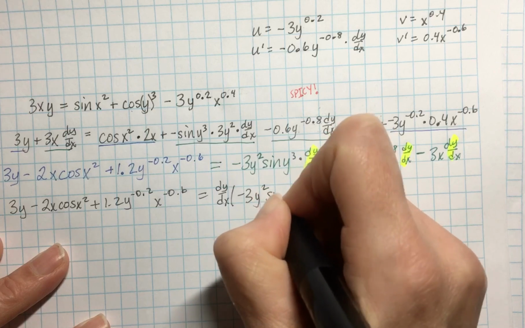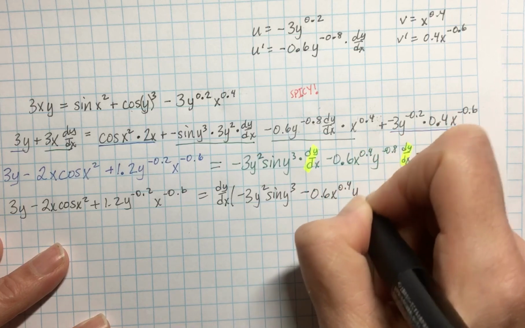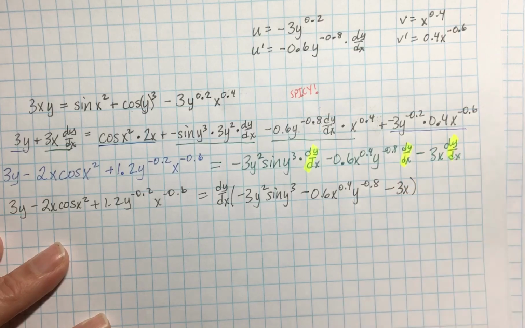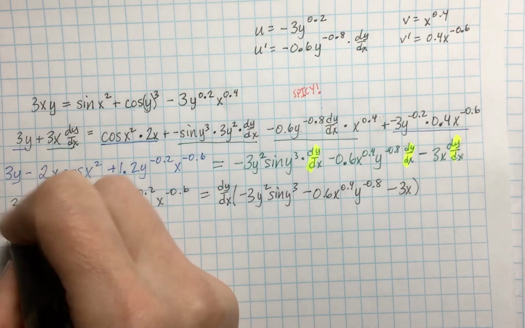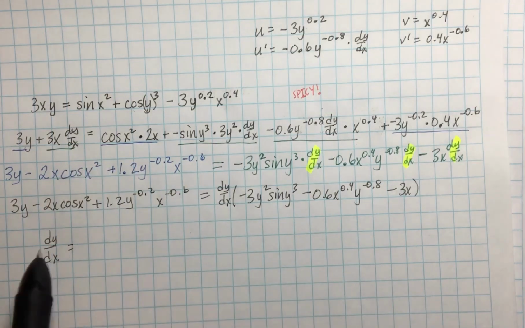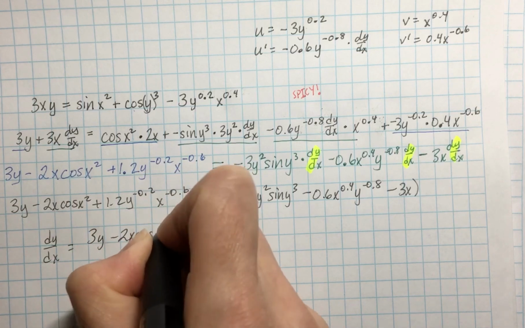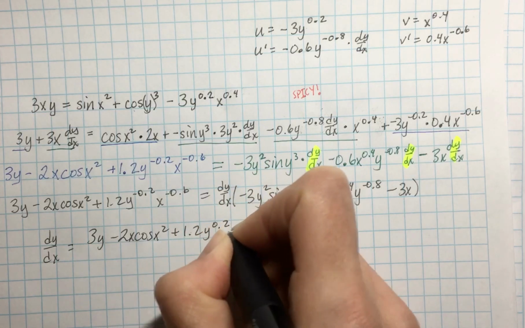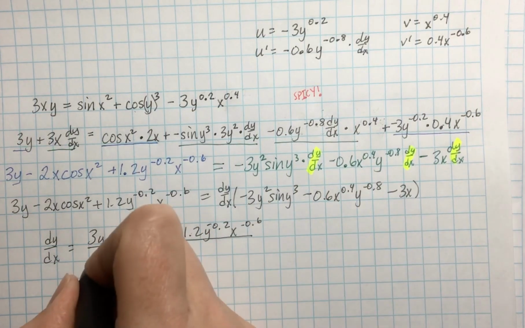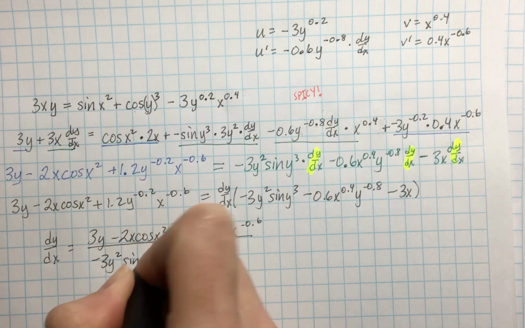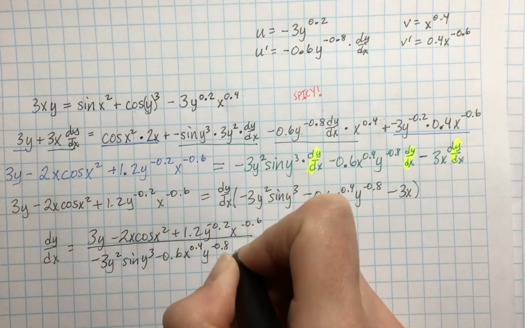Negative 3y squared sine y cubed, and then minus 0.6x to the 0.4 y to the negative 0.8 minus 3x. And then finally, the last piece is I can divide both sides by the contents of these parentheses, leaving me dy dx equals all of this stuff on the top, 3y minus 2x cosine x squared plus 1.2y to the negative 0.2 x to the negative 0.6, all of that over the stuff in parentheses: negative 3y squared sine y cubed minus 0.6 x to the 0.4 y to the negative 0.8 minus 3x.